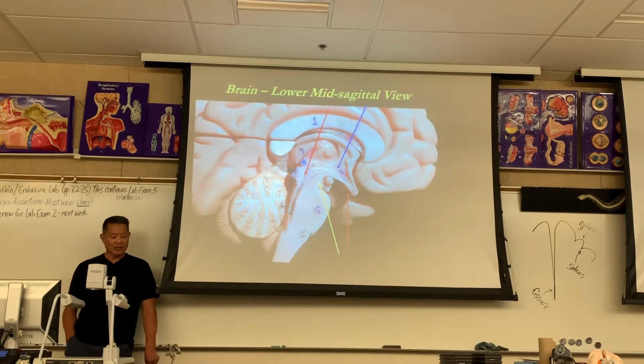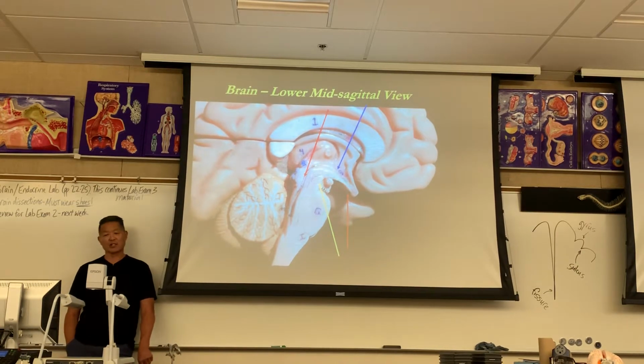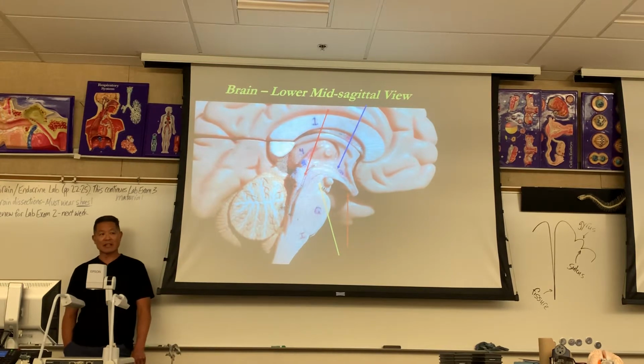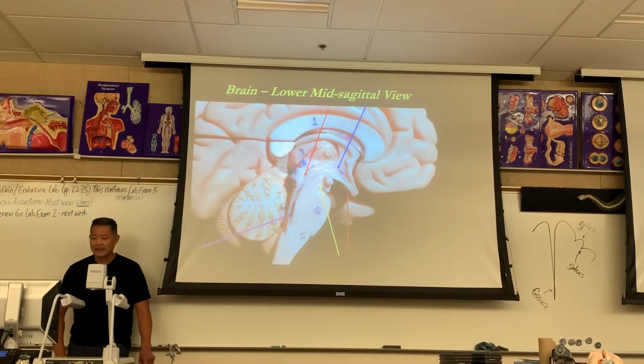The red arrow is the cerebral aqueduct. Since it's going through the mesencephalon, you can also call it the mesencephalic aqueduct. What I would write next to cerebral aqueduct is that it is a pipe that connects the third ventricle to the fourth ventricle. And the fourth ventricle is this purple arrow down here. Okay.